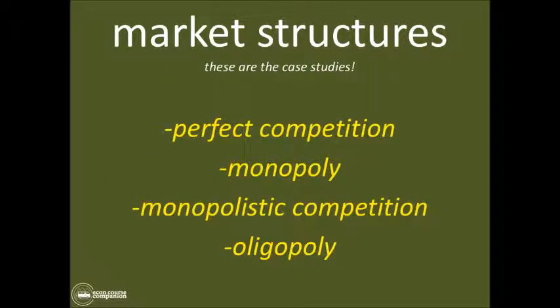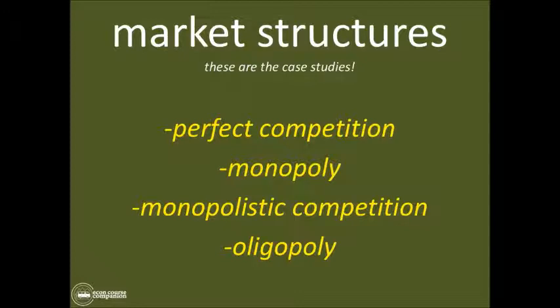All right, the market structures. These are the case studies to which you are going to apply the cost, revenue, and profit model that you learned in the first chapter. All right, so what are they? Well, they're perfect competition, monopoly, monopolistic competition, and oligopoly.